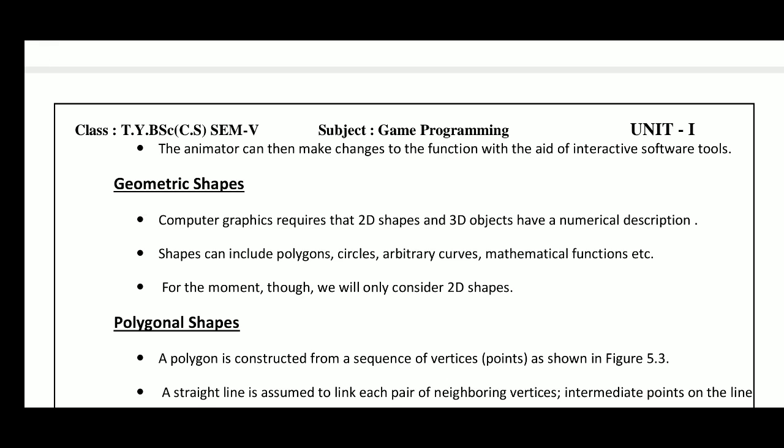Next is the geometric shapes. So there are two types of geometric shapes, 2D and 3D, that is 2-dimensional and 3-dimensional, and they have their own numerical descriptions as well. Now the shapes in geometrical identification for both 2D and 3D will be polygons, circles, arbitrary curves, mathematical functions, etc. So they can be polygons, that is more than 3 coordinates, circles, that is infinite coordinates, arbitrary curves, that is up and down curves to show the denotations of moving lights, mathematical functions, that is variable changes every time the image moves. For the moment, though, we will only consider 2D shapes. We will not take 3D, we will first go with 2D.